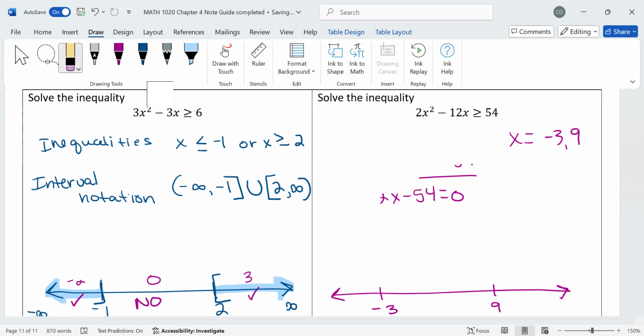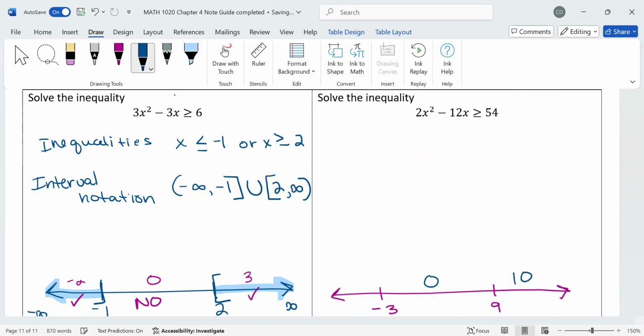So from there, I need to find test points for each of the sections. So between a -3 and a +9, 0 is good. And I would use 10 here and -4. So we're going to test each of the little pieces. We're going to plug these back into the original.